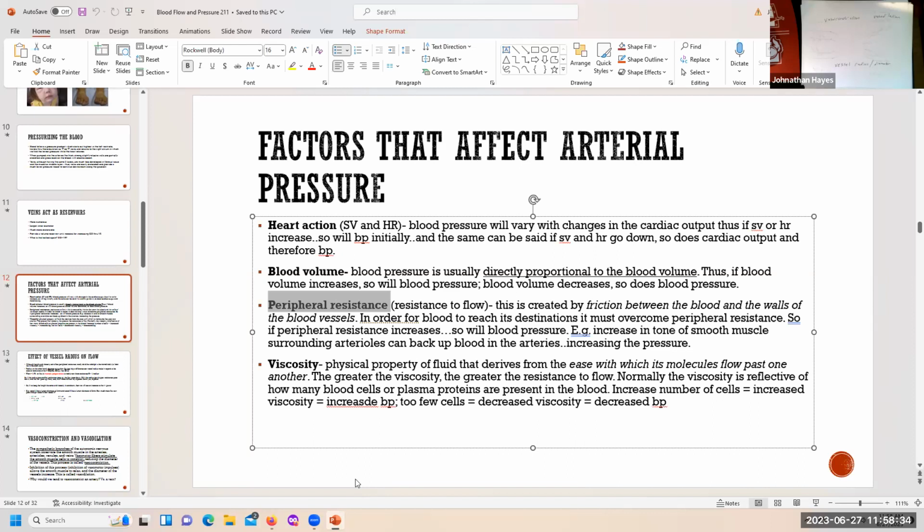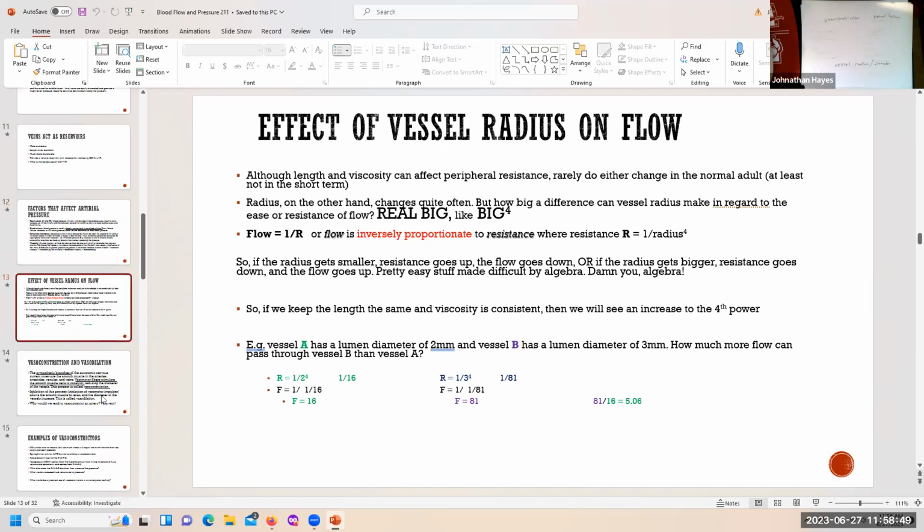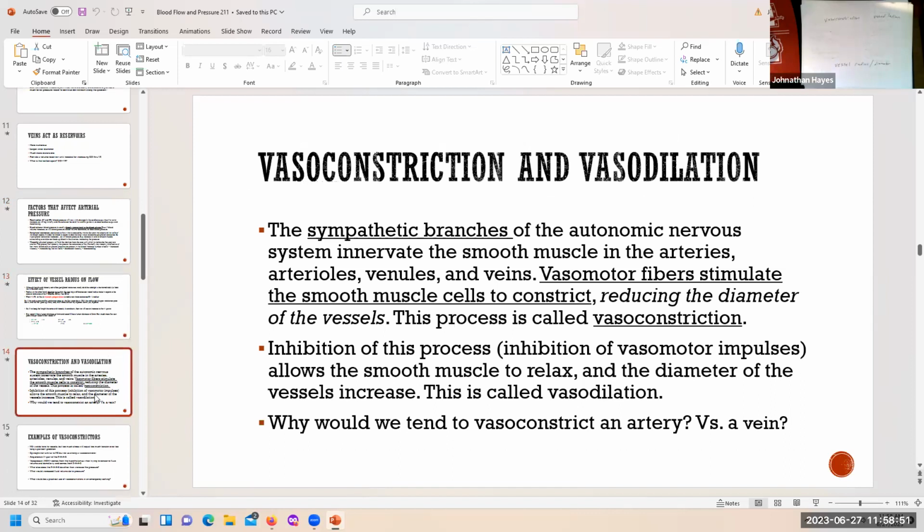And the best way I can add pressure is just by simply changing vessel radius, right? Because that makes a huge difference on the pressure of the blood inside, right? So how do we change vessel radius or diameter? Again, you can add vasoconstriction and vasodilation.